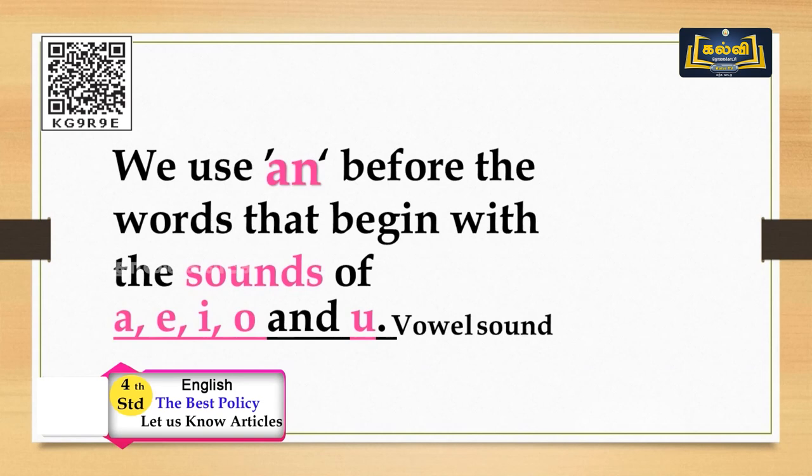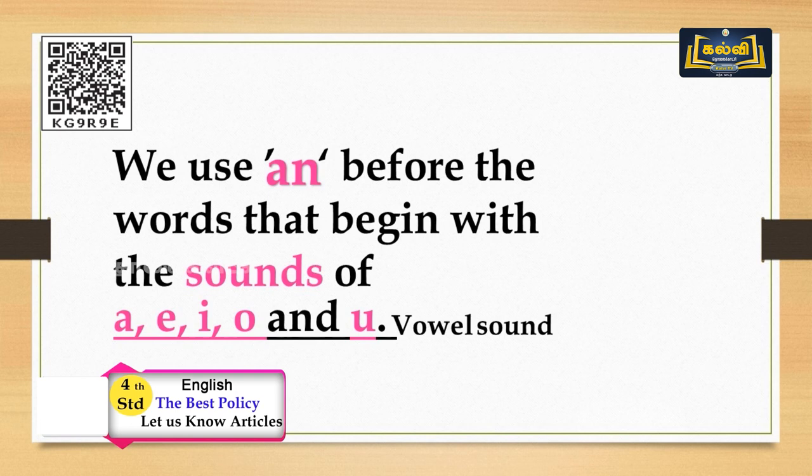Shall we start learning that? Here, in which place we have to use A, which place we have to use an, and where to use the. There are some conditions for this. Look over there. What's written over there? We use an before the words that begin with the sounds of A, E, I, O, and U. These are the conditions.